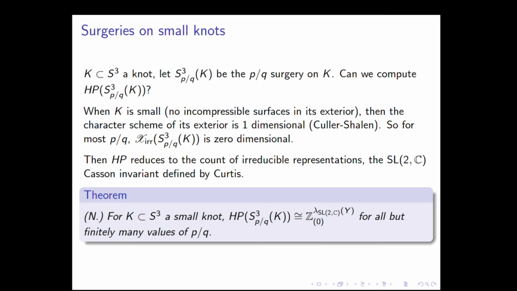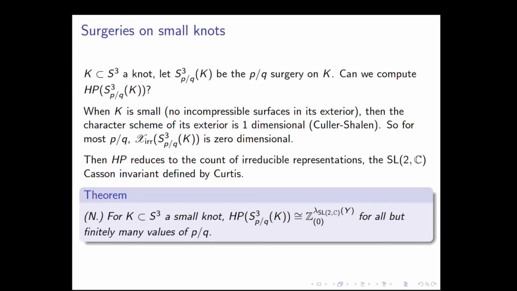So the theorem that one quickly gets is that in the case of a small knot, at least for most values of P over Q, calculating HP reduces to calculating this Casson-Lin invariant. For those finitely many values, you can go ahead and compute the answer by hand, just by computing the character scheme by hand in those cases. For example, I computed the character schemes for the trefoil and the figure 8 knot by hand, and thereby obtained a full formula for HP of the surgeries for all the values of P over Q, including the exceptional cases.